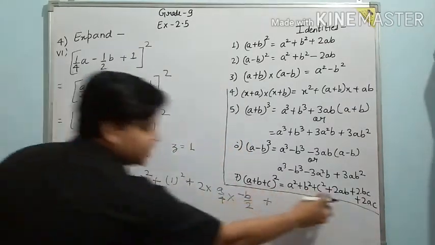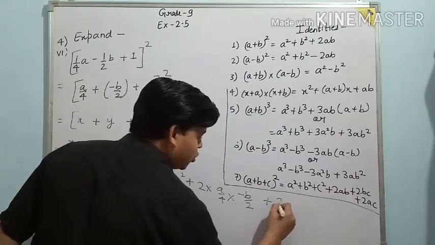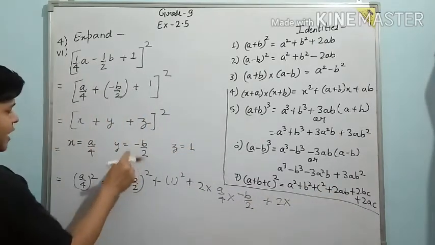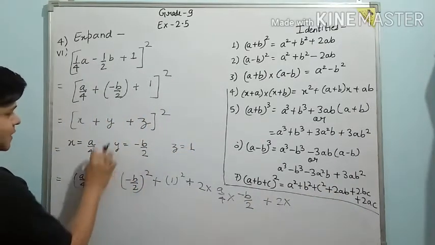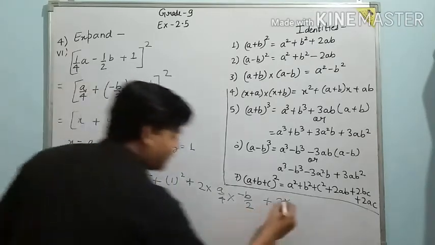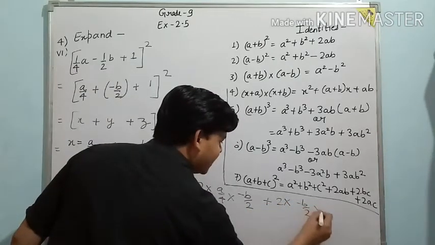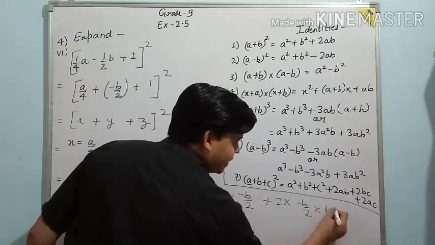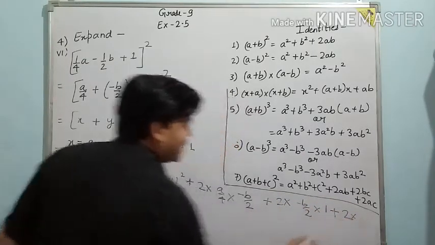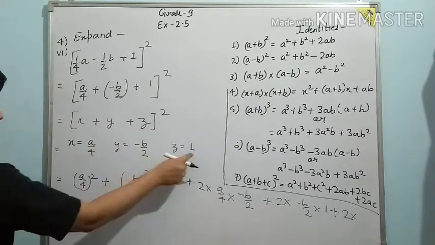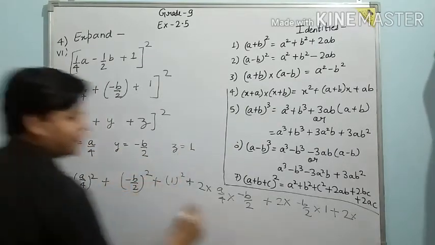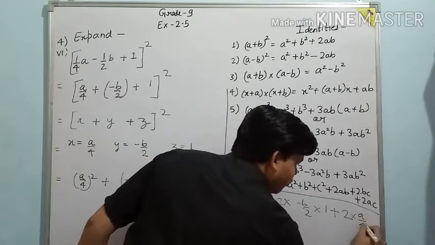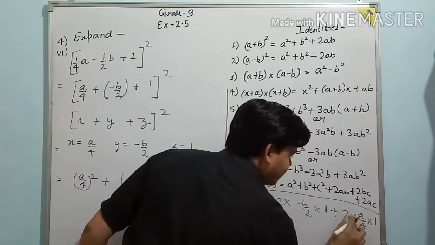So 2ab is done. Next one is 2bc. So 2 multiply b. What is b? As you all can see, b is this. This is your b and c. That means minus b upon 2 multiply by 1. Similarly, last is 2ac. Here I'm putting 2 multiply a and c. a is this and c is this. That means a upon 4 multiply 1. So a upon 4 multiply 1.